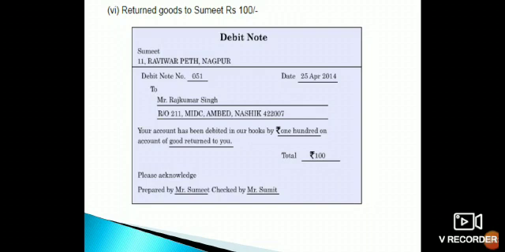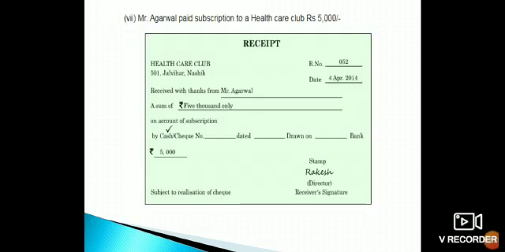Next one is debit note. Debit note is issued during purchase return. Here goods are returned to Sumit. So Sumit account is debited. Amount is mentioned both in words and numerals. Debit note number and date is entered properly.